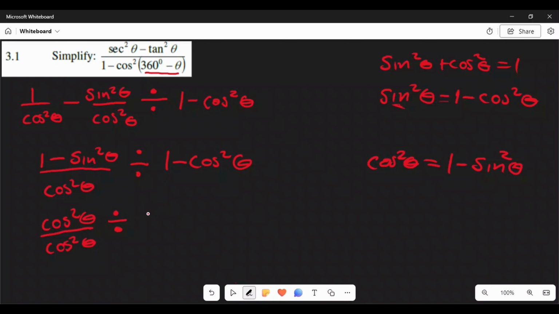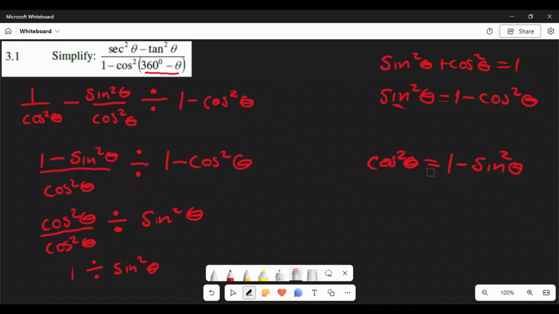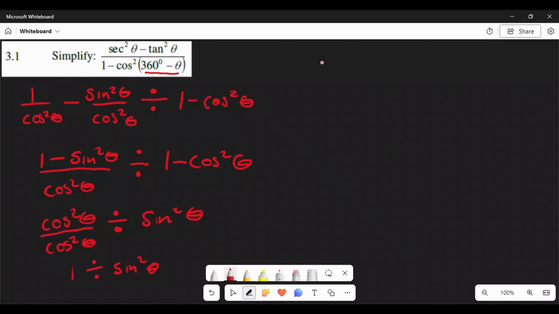So this is going to be sine squared theta. Now this cos squared theta divided by cos squared theta is going to give us 1 divided by sine squared theta. As you can see, 1 over sine is actually the reciprocal of cosec. If you don't remember the reciprocals, you can go, guys, to the video that will appear on top there, just to remind you guys, right? So we know that this is same as 1 over sine squared theta.